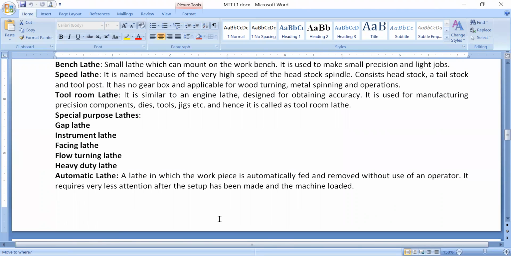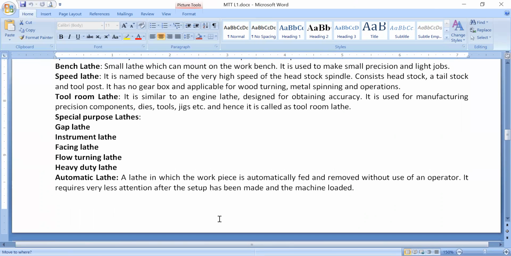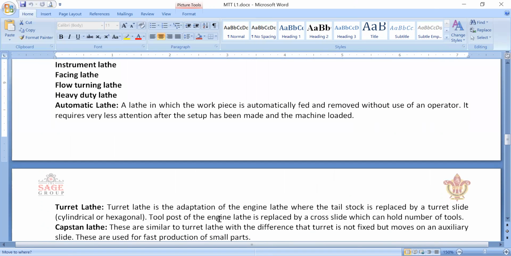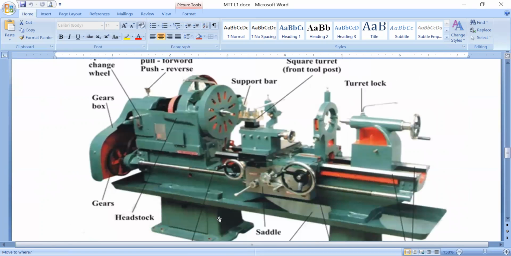Now types of lathe. This is the last topic of this lecture: what are the types of lathe. These are the types: engine lathe or center lathe, bench lathe, speed lathe, tool room lathe, special purpose lathe, gap lathe, instrument lathe, facing lathe, floor turning lathe, heavy duty lathe, and automatic lathe. In the automatic lathe, we use turret and capstan lathes. This is an example of a turret and capstan lathe, an advancement in the lathe machine.